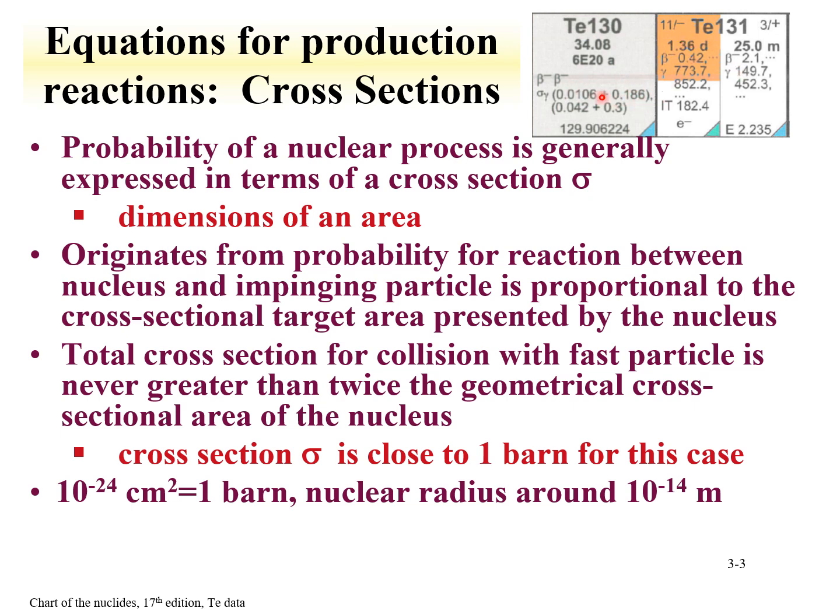It has a dimension of area. 10 to the minus 24 centimeters squared is the value for the cross-section, which is called a barn. A barn is a strange unit, right? 10 to the minus 24 centimeters squared. Well, a nuclear radius is around 10 to the minus 14 meters. If I took the area, pi r squared, I'd get a dimension that would be on the order of 10 to the minus 24 centimeters squared.